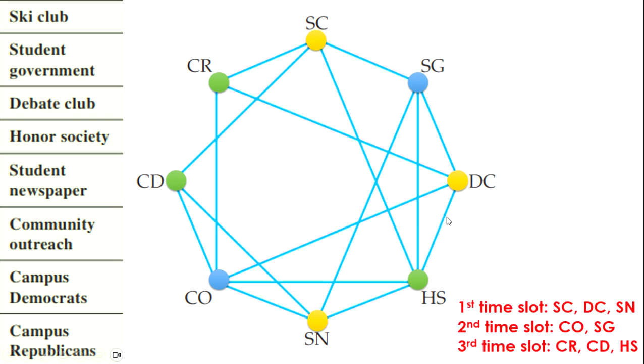So in this case, we can have the first time slot for Ski Club, Debate Club, Student Newspaper, Community Outreach, Student Government for the second time slot, and then Campus Republicans, Campus Democrats, and Honor Society for the third time slot. It could be with different arrangements for the time slots, but make sure the clubs with no connection are in the same time slot. In this case we have this one, and this one. This could be the first day, second day, third day, or time slot rather.